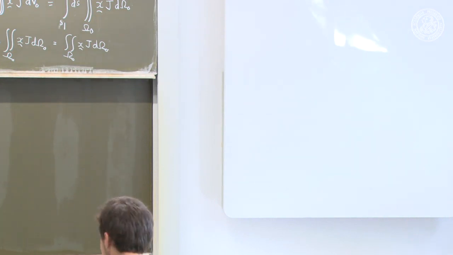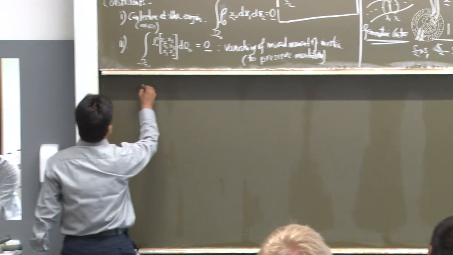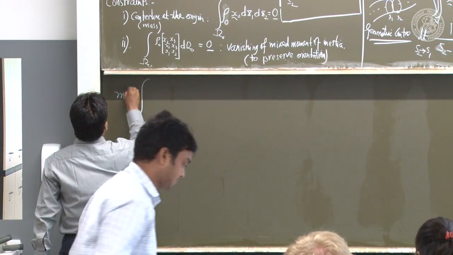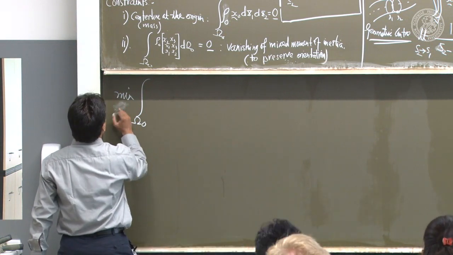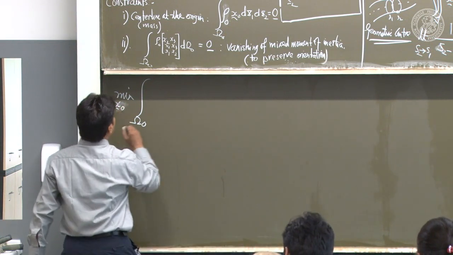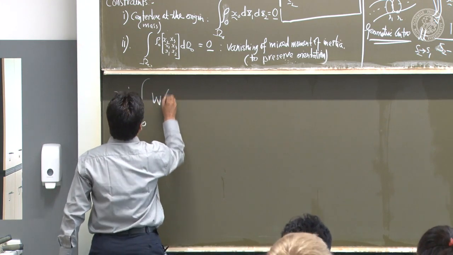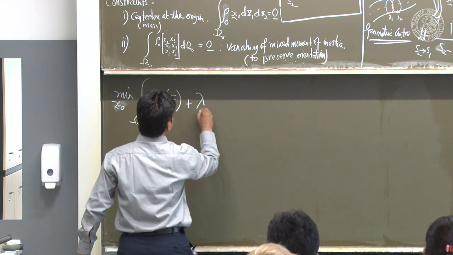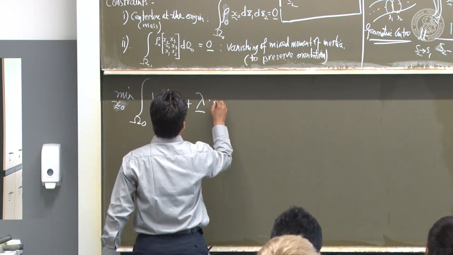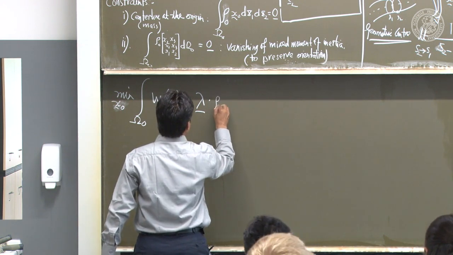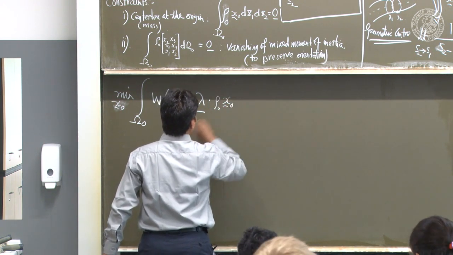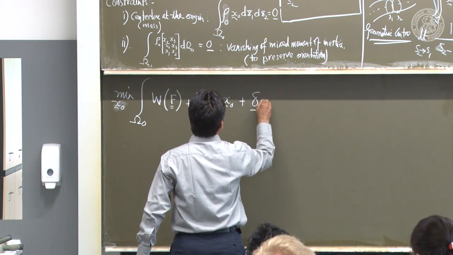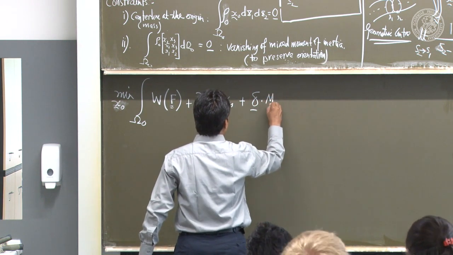Okay, so we set our minimization as follows. We have to minimize over all possible x naught: W of F plus lambda dot rho naught little x naught plus some other delta, and you can say maybe m.